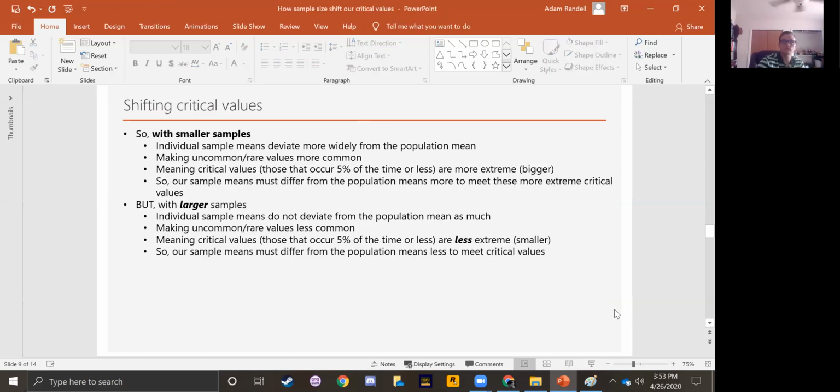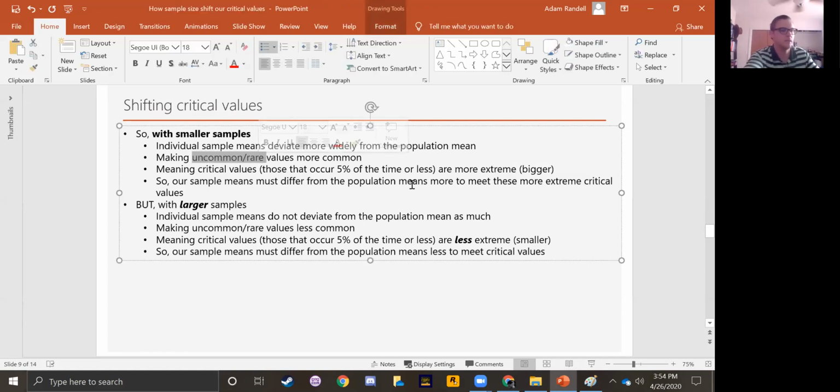So with smaller samples, as we said, the individual sample means in the distribution of all the sample means vary widely. And so it flattens out that curve, all right, making bigger or more extreme numbers more common. So, I'll change this here. Maybe it'll help a little bit. Making extreme sample means or large sample means more common.